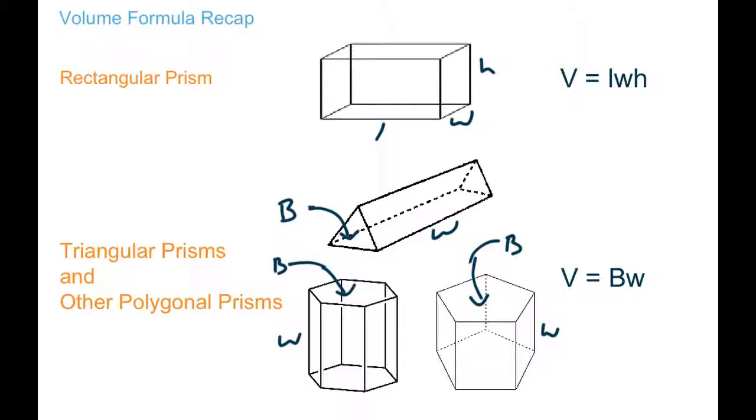Alright, so let's do a formula recap here. Rectangular prism, formula for volume is length times width times height. For triangular prisms and other polygonal prisms, volume equals capital B times W, capital B being the area of the base, which in a triangular prism is that triangle. In this hexagonal prism, it's the hexagon, and the pentagonal prism is the pentagon. And times W, which is the distance from one base. So here at the two triangles, this distance right here, or this distance right here, or this distance right here. Some people call that the height of the prism. Our formula sheet uses W for width.